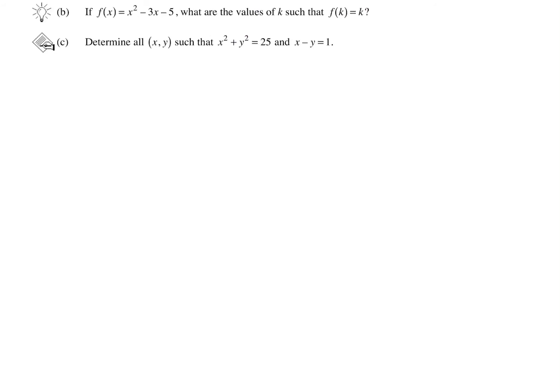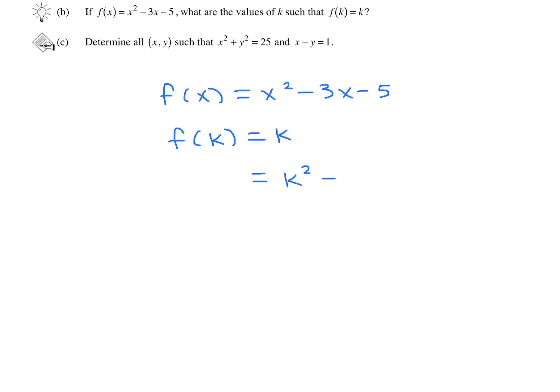If f at x is equal to x squared minus 3x minus 5, what are the values of k such that f at k is equal to k? So f at x is equal to x squared minus 3x minus 5, and they want f at k equal to k. So f at k is going to be k squared minus 3k minus 5, and they are saying they want that set equal to k.